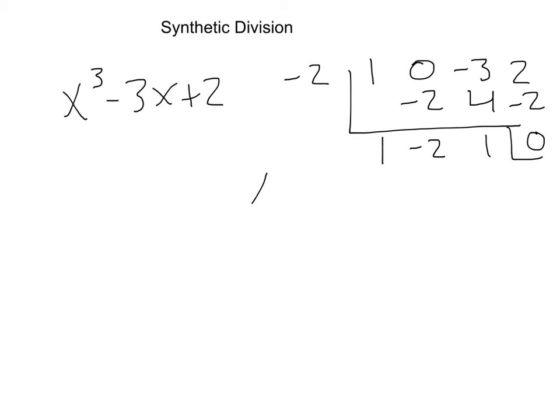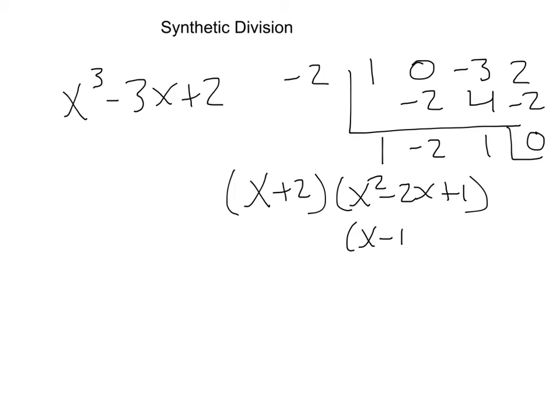So now what we have is x minus this, so x minus a negative 2, so x plus 2. We had a third degree, so now this is going to be a second degree, so we're going to have x squared minus 2x plus 1. If we wanted to finish factoring, we would need to factor this right here. Let me go ahead and tell you this is going to factor to x minus 1, x minus 1.